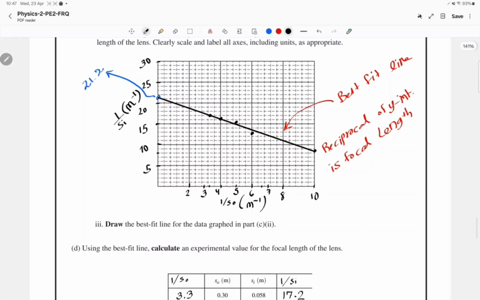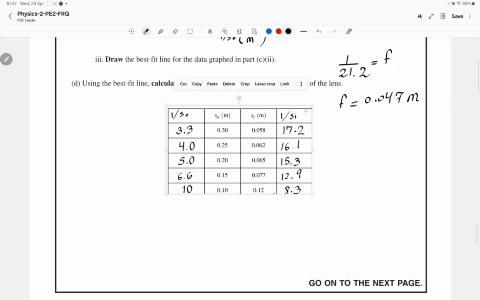So the reciprocal of it is going to be 1 over 21.2 is the focal length. So the focal length is equal to, we should just now use a calculator and find out what that is. We'll get 0.047 meter. So we're good.